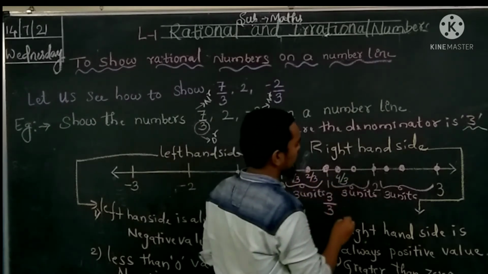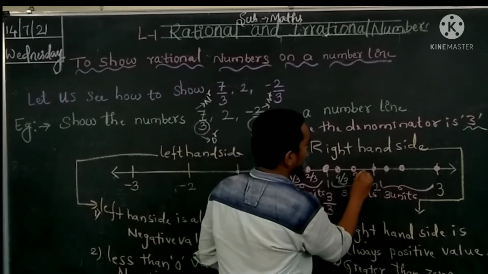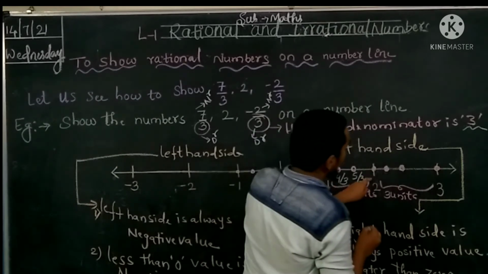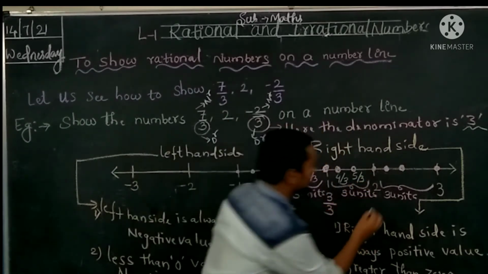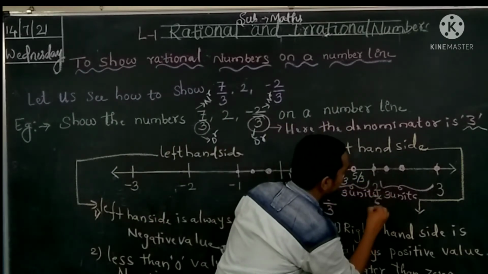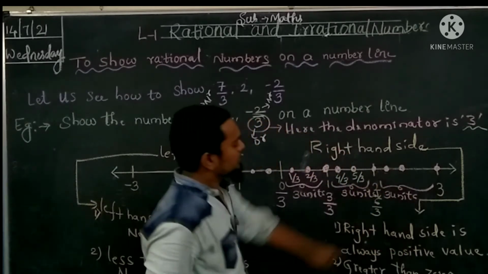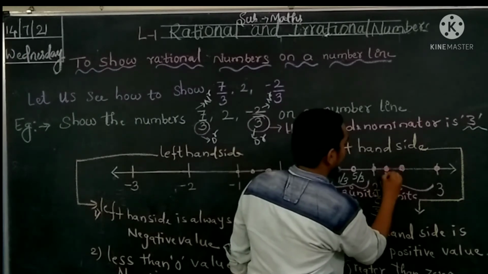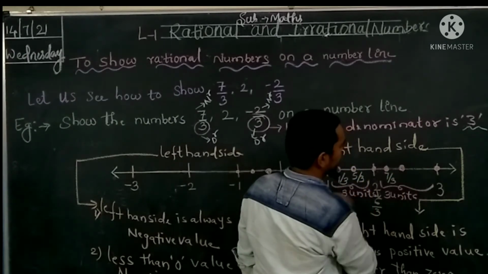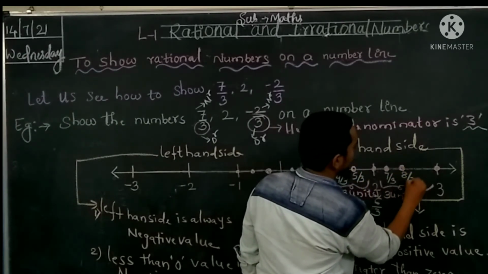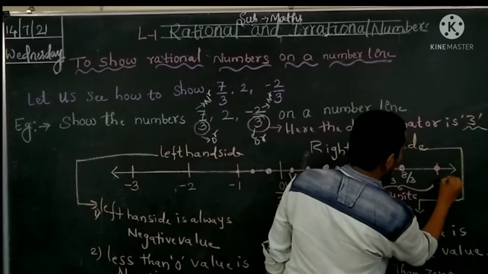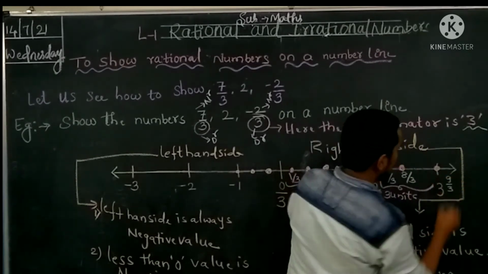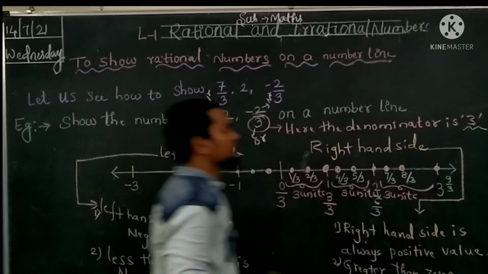Next, here 4 units means 4 upon 3 units. This is 4 upon 3. Next, here 5 upon 3. Here 6 upon 3, and 6 upon 3 means 2 units. Next, here 7 upon 3. Here 8 upon 3. Here 9 upon 3 means 3.